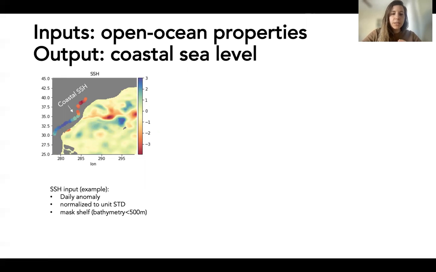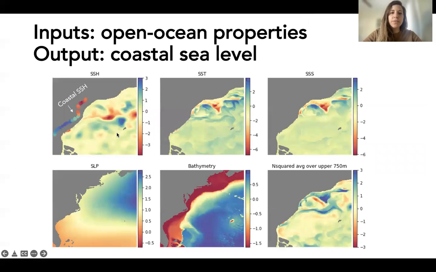This is also somewhat what happens with satellite altimetry as it becomes less robust as we get closer to the coast. So we now have open ocean sea surface height, and we've got the coastal sea surface height that we're trying to predict based on these patterns. We do the same for the rest of the other input variables, so sea surface temperature, salinity, sea level pressure, bathymetry, and N squared averaged over the upper ocean.